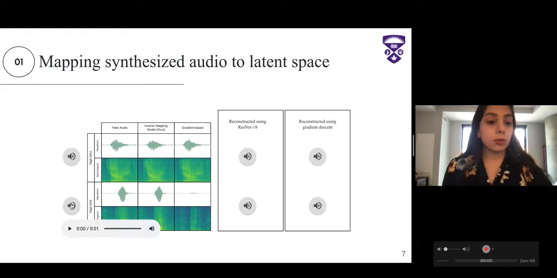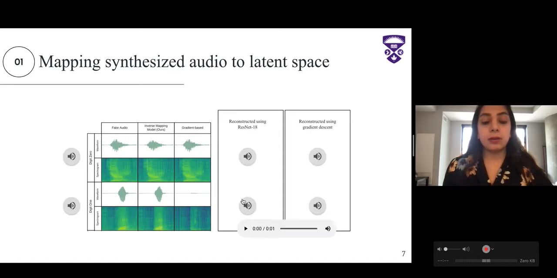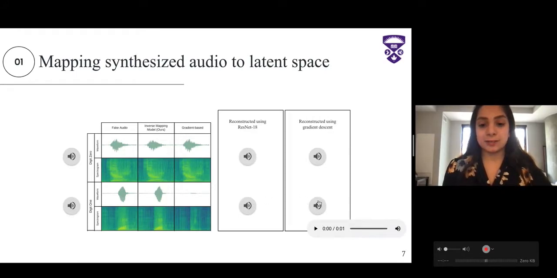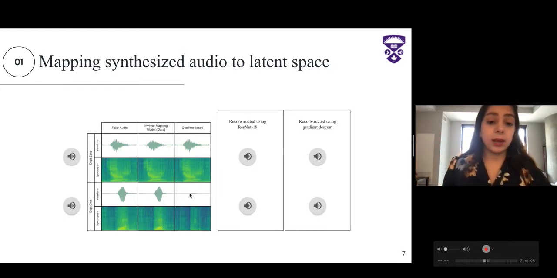In the second row, for digit 1, we reconstruct using our ResNet-18 based inverse mapping model. And this is gradient descent. As you can see here, it can be seen in the waveform as well. The audio has a very low quality and it cannot be heard.